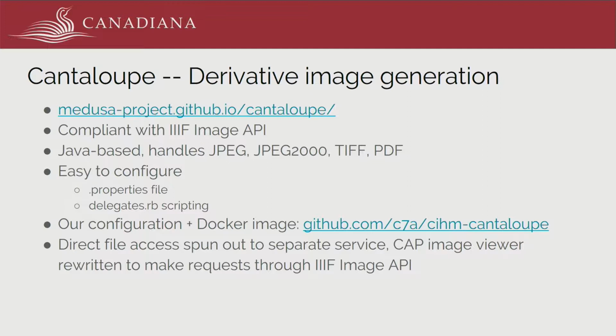It's very easy to configure. There are two files you have to worry about. One with just some properties. One is a script file for custom authorization and for figuring out how to actually find the file you're looking for. So you can see our configuration and the Docker image we use to actually push this to production on our GitHub. I'll provide the slides later so you can all actually click on that.